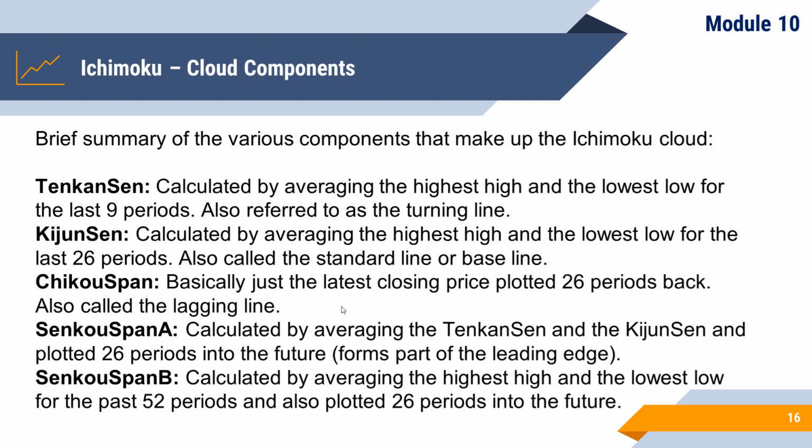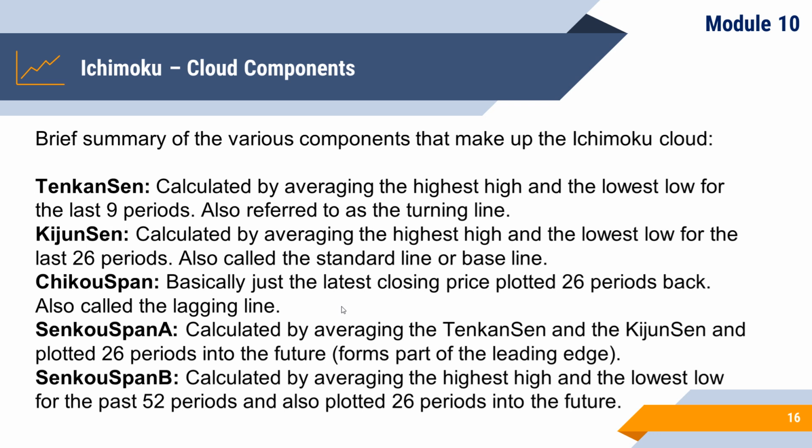Starting by looking at the different components of the Ichimoku cloud, that would be the first part of the Ichimoku system that we will look at. The first component is called the Tenkan-sen line, and that is calculated by averaging the highest high and the lowest low for the last 9 periods. It's also referred to as the turning line.